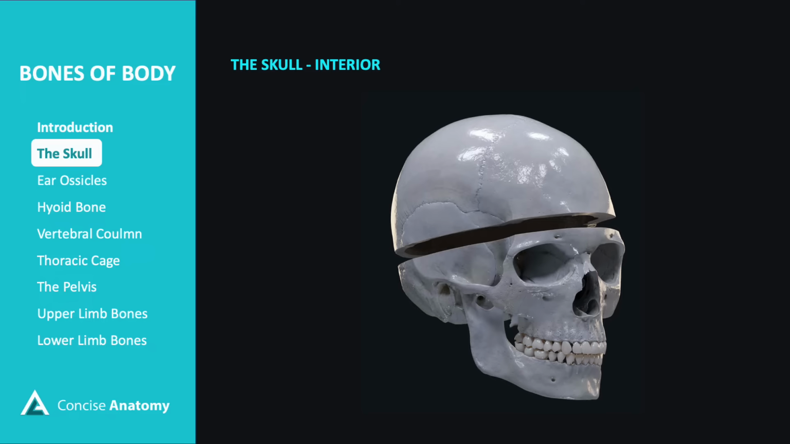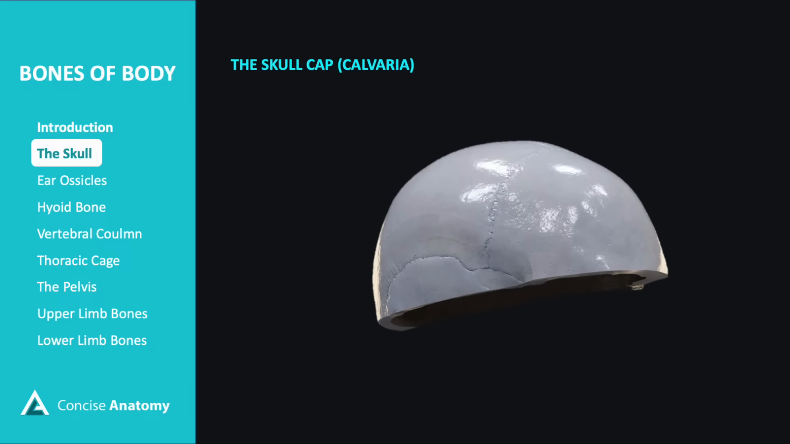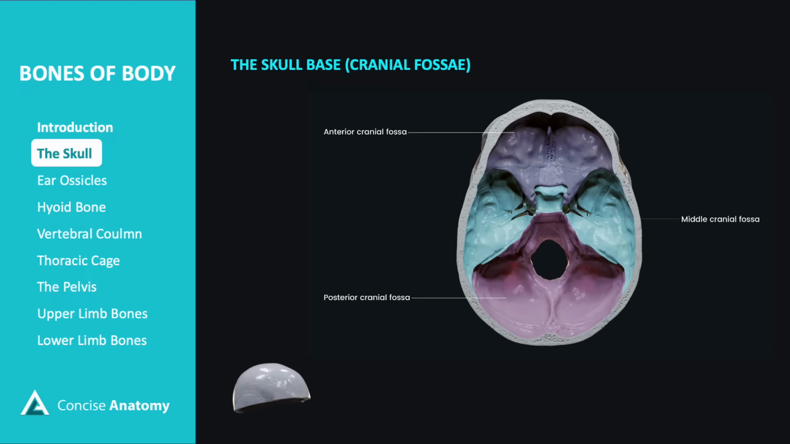Now, let's open the cranial cavity to explore its interior, including the skull cap, also known as the calvaria, and the cranial fossae. The calvaria, or the skull cap, forms the roof of the cranial cavity, while the cranial fossae, the anterior, middle, and posterior, create distinct depressions at the base of the skull. These fossae house and support different regions of the brain.